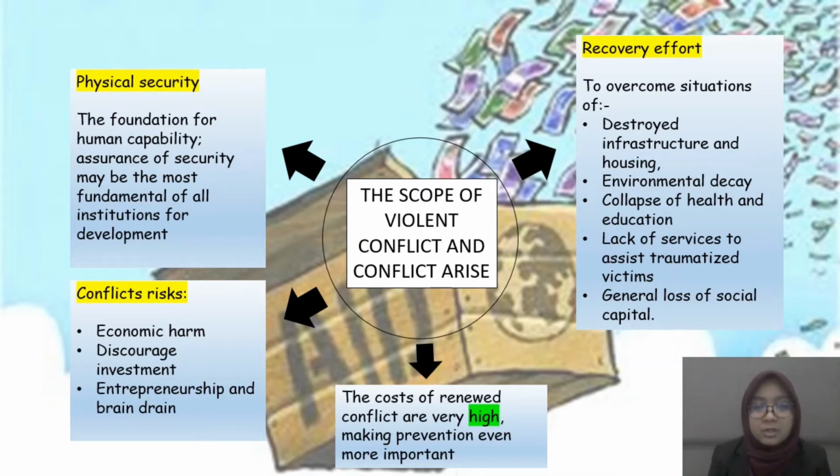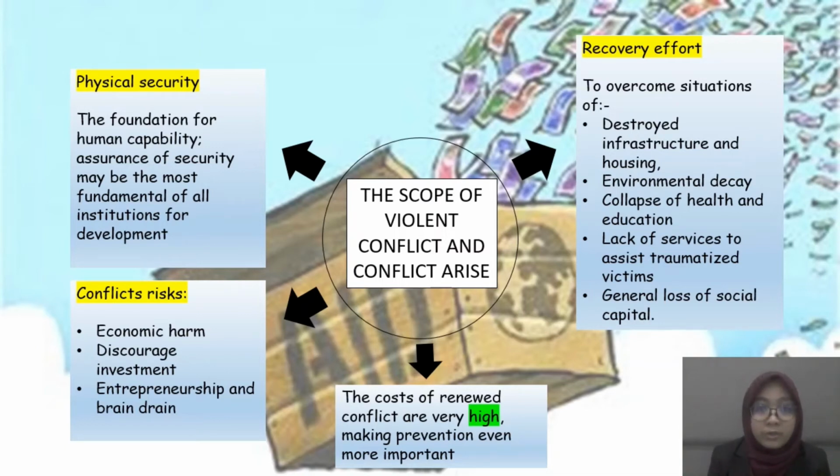What is conflict risk? If a conflict such as war happens in our country, our economy might be harmed. Second, we have the discouragement of investment in our country. Third, brain drain will happen and entrepreneurship will be less. Investors from outside will not be able to invest in our country if the conflicts happen. When the conflicts happen, the cost of foreign conflict is very high. So it is important for us to prevent conflict from happening.